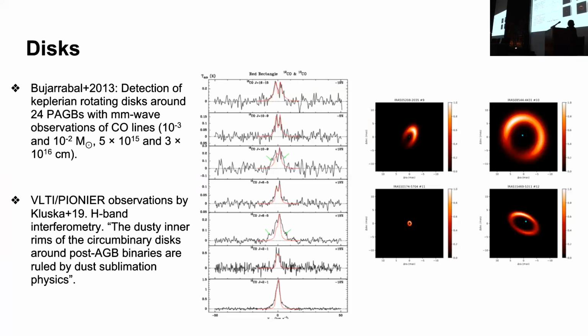Then you have the VLTI PIONIER observation by Kluska in 2019, in infrared in H-band, and here you can actually see the circumbinary disk. Of course, it's interferometry, so there's a reconstruction of the image. Unfortunately, you might not be able to see it, but on those 2, you can actually see the 2 components. The big dot that you're seeing there is one, but there's also a fainter one, which is the companion. So we can see the binary system and we can see the disk. We're starting to resolve all the ingredients to have the non-spherical objects.